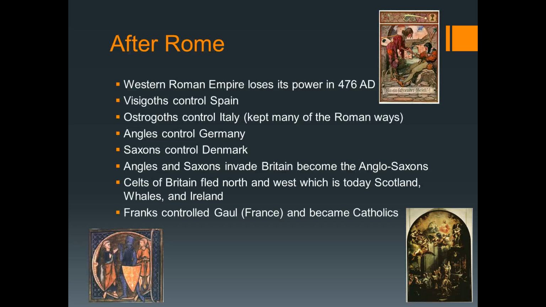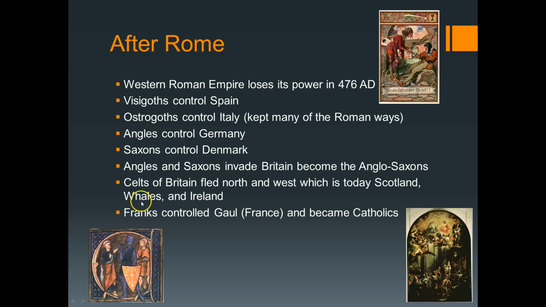All right, after the fall of Rome, so the Western Roman Empire loses its power in 476 AD. The Visigoths control Spain, the Ostrogoths control Italy, and the Ostrogoths kept a lot of the Roman ways there in Italy. The Angles control Germany, the Saxons control Denmark. The Angles and the Saxons both invade Britain, becoming the Anglo-Saxons. So if you hear people refer to somebody as an Anglo-Saxon or of Anglo-Saxon background, that's where it comes from: the Angles and the Saxons invaded Britain and mixed and became that breed.